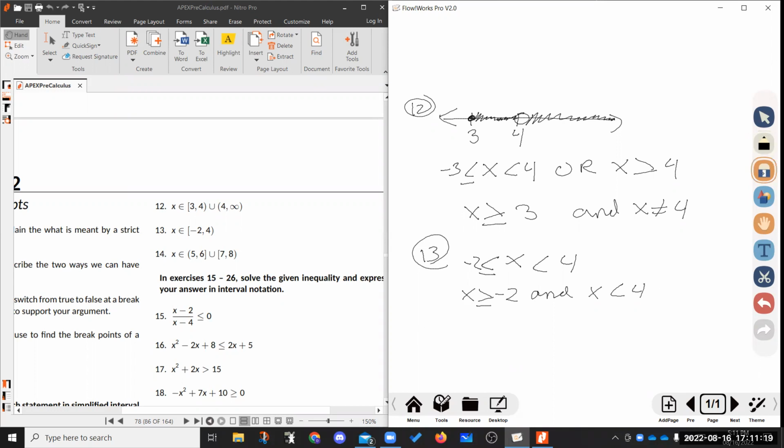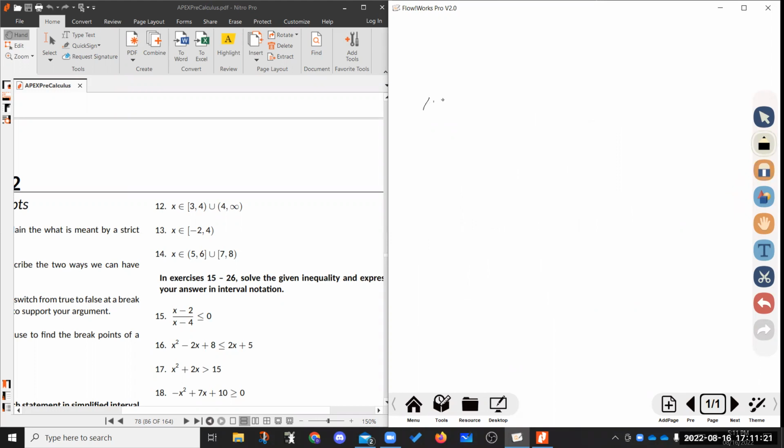14 is x is between 5 and 6, or x is between 7 included and 8 not included. That seems to be the best way to write it there.